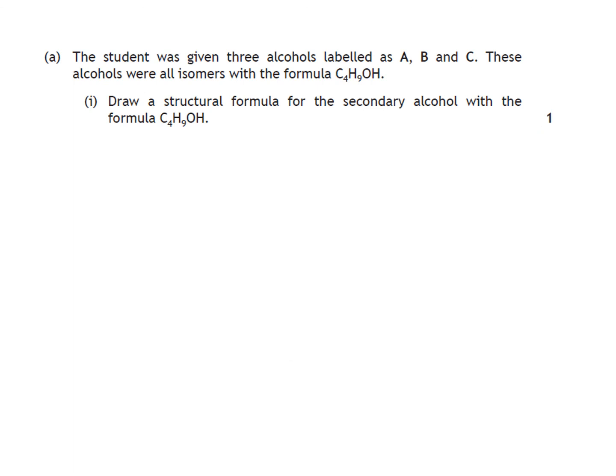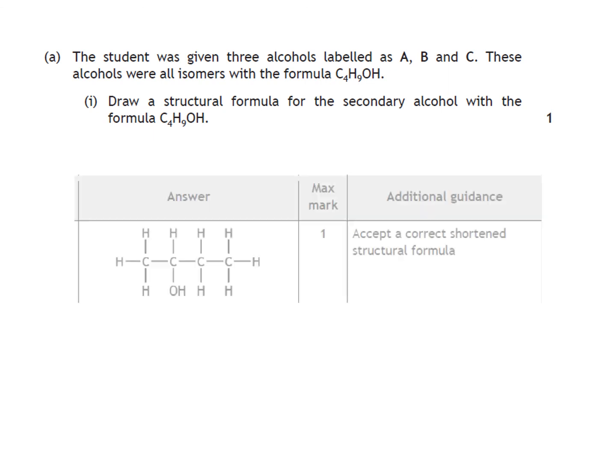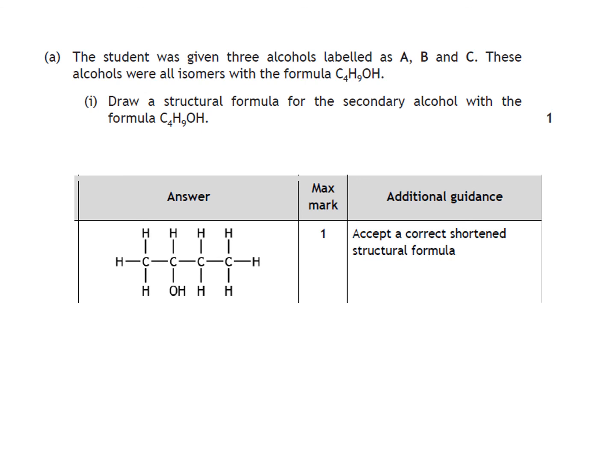So one for you to draw here: draw the structural formula for the secondary alcohol with the formula C4H9OH. So here we go. This is pretty much the only answer you could come up with, I think. If you try to put a branch above the hydroxyl group, that would turn it into a tertiary alcohol. So yeah, I think this is the only one you could have done.